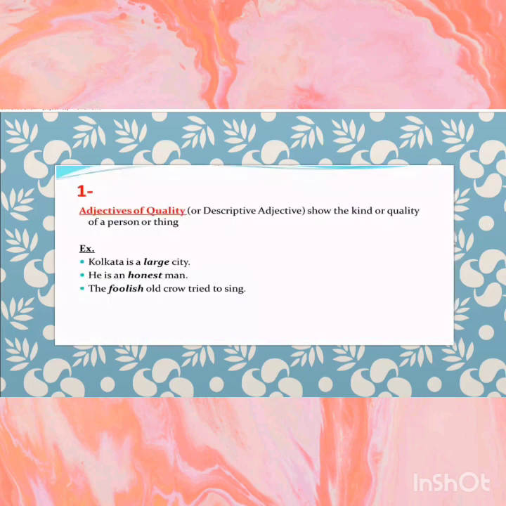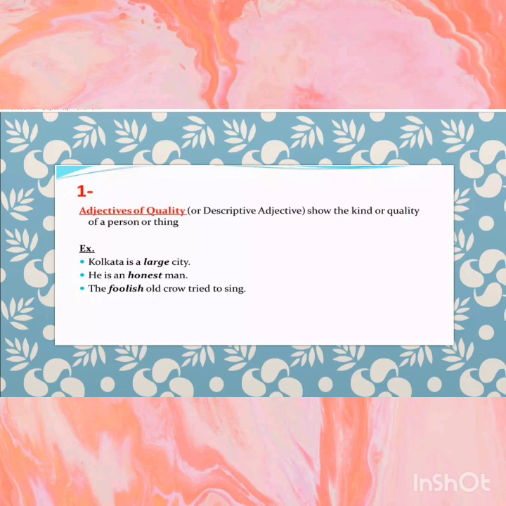Dear children, let's talk about the first kind of adjective, that is adjectives of quality. We also call it descriptive adjective. They show the kind or quality of a person or a thing. You can look at the examples here. Kolkata is a large city. He is an honest man. The foolish old crow tried to sing.